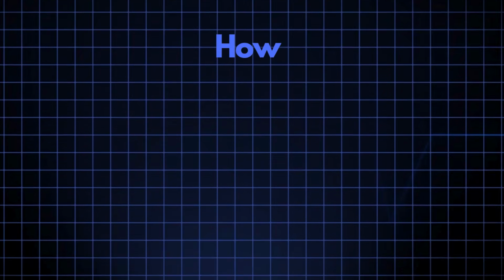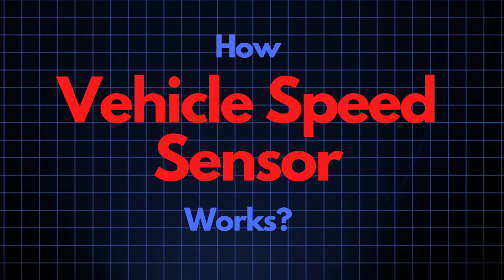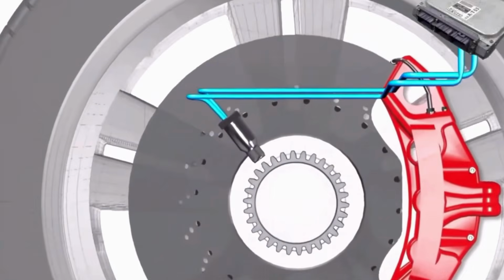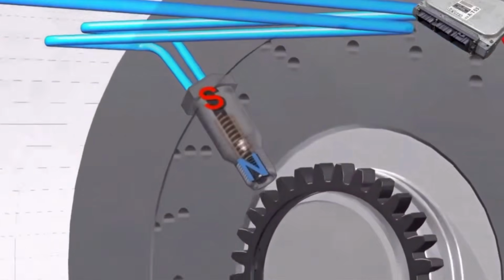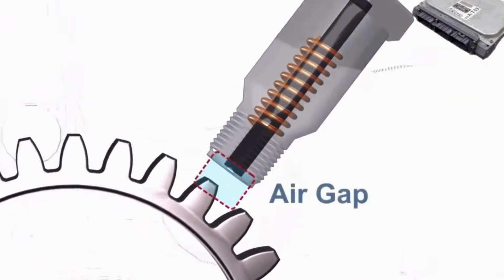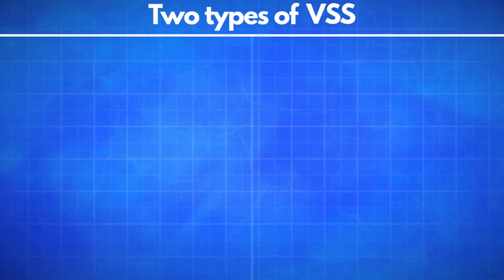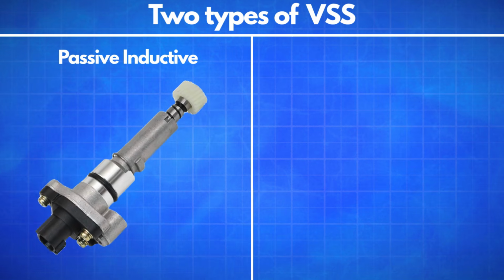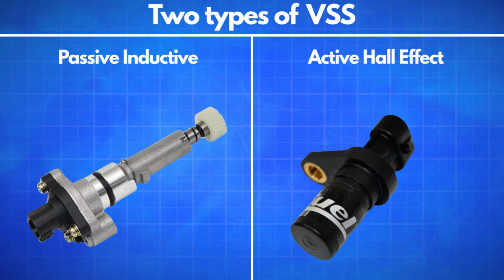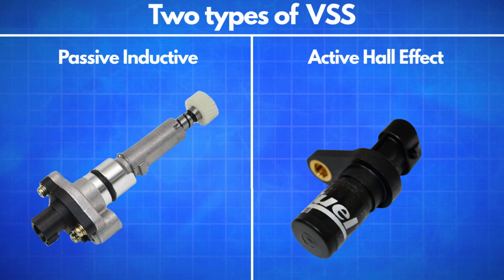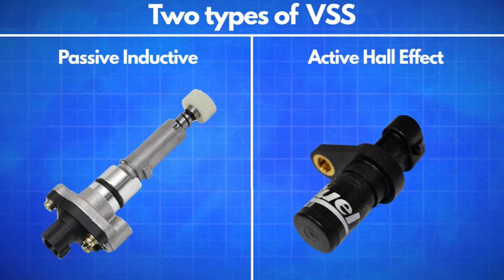Now let's look at how the vehicle speed sensor system actually works. The vehicle speed sensor measures how quickly part of the drivetrain or wheel system is rotating. That rotational speed is then converted into an electrical signal and sent to the vehicle's control modules. There are two common types of speed sensors: passive inductive sensors and active Hall effect or magneto-resistive sensors. And this matters because the testing method depends on which type your vehicle uses.